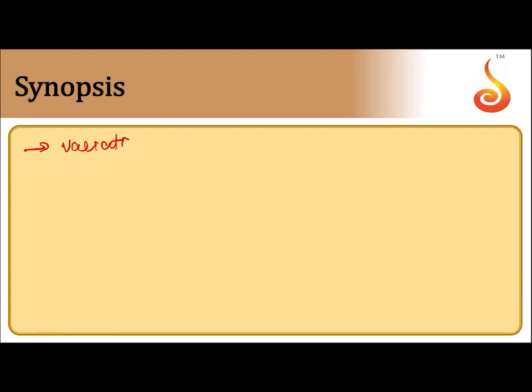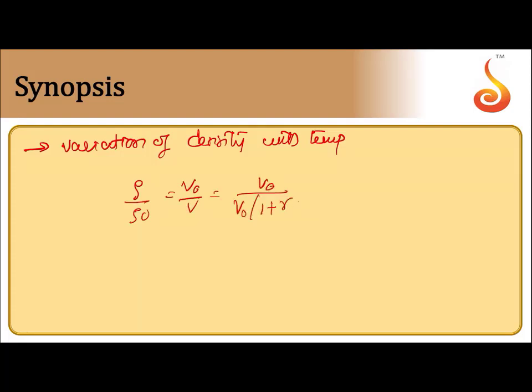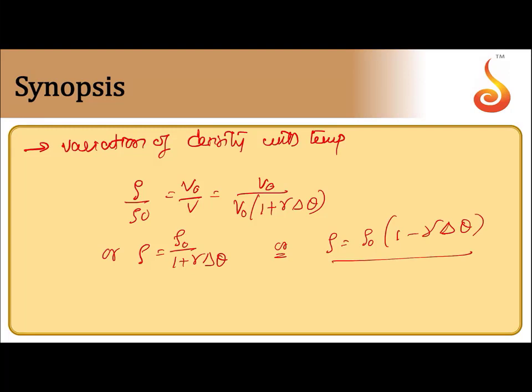Variation of density with respect to temperature. Here, you know that rho by rho naught can be written as V naught divided by V. Volume changes as given by this equation, V naught into (1 plus gamma delta theta), or rho is given by rho naught divided by (1 plus gamma delta theta). And for a small change in temperature, we can write it as rho naught into (1 minus gamma delta theta). So over small variation of temperature, the density variation can be represented by this equation.